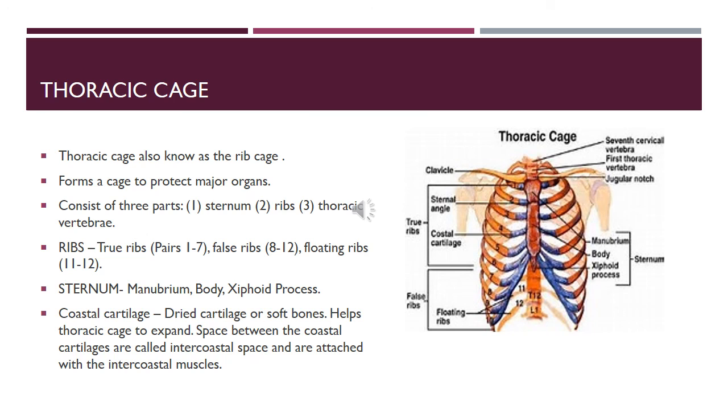The part which is shown in blue color is called the costal cartilage. Costal cartilages are bars of soft cartilage which help the thoracic cage to expand. The spaces between the costal cartilages are called the intercostal spaces and are attached with the intercostal muscles.